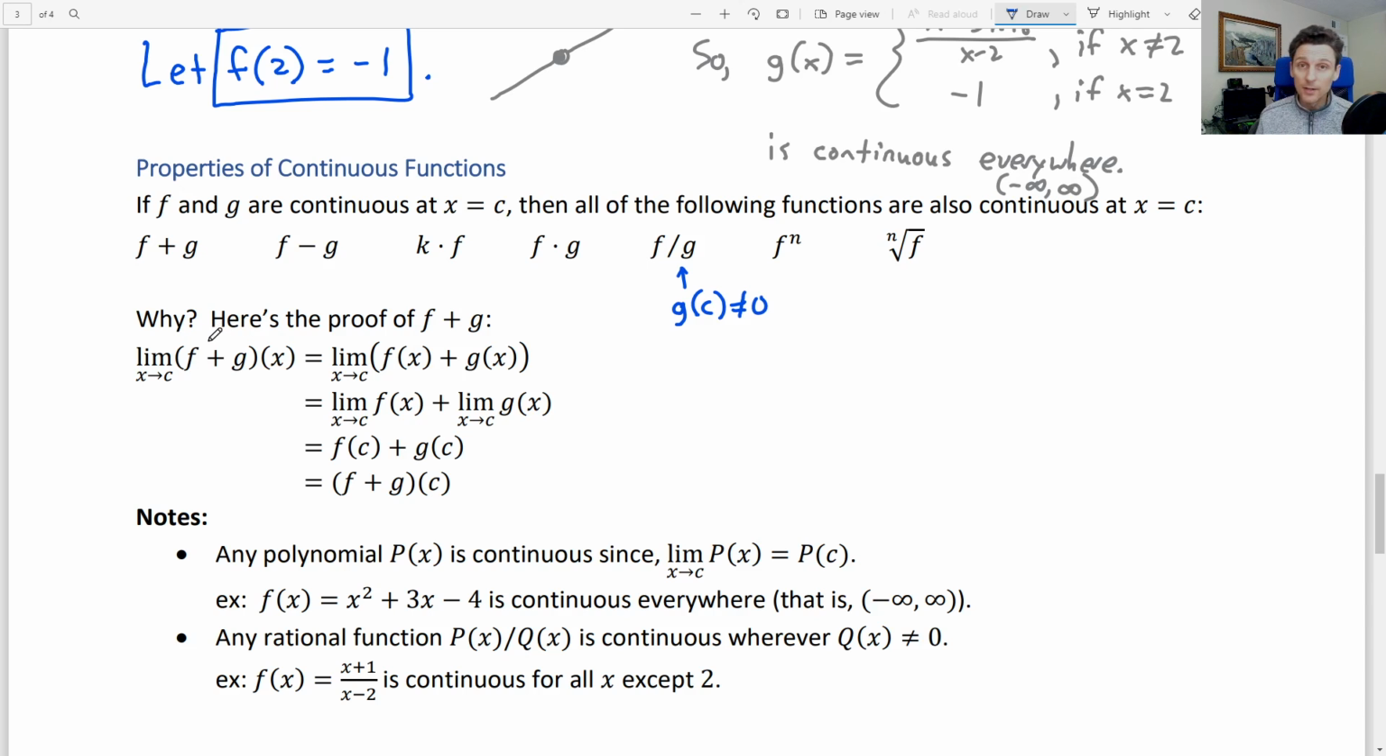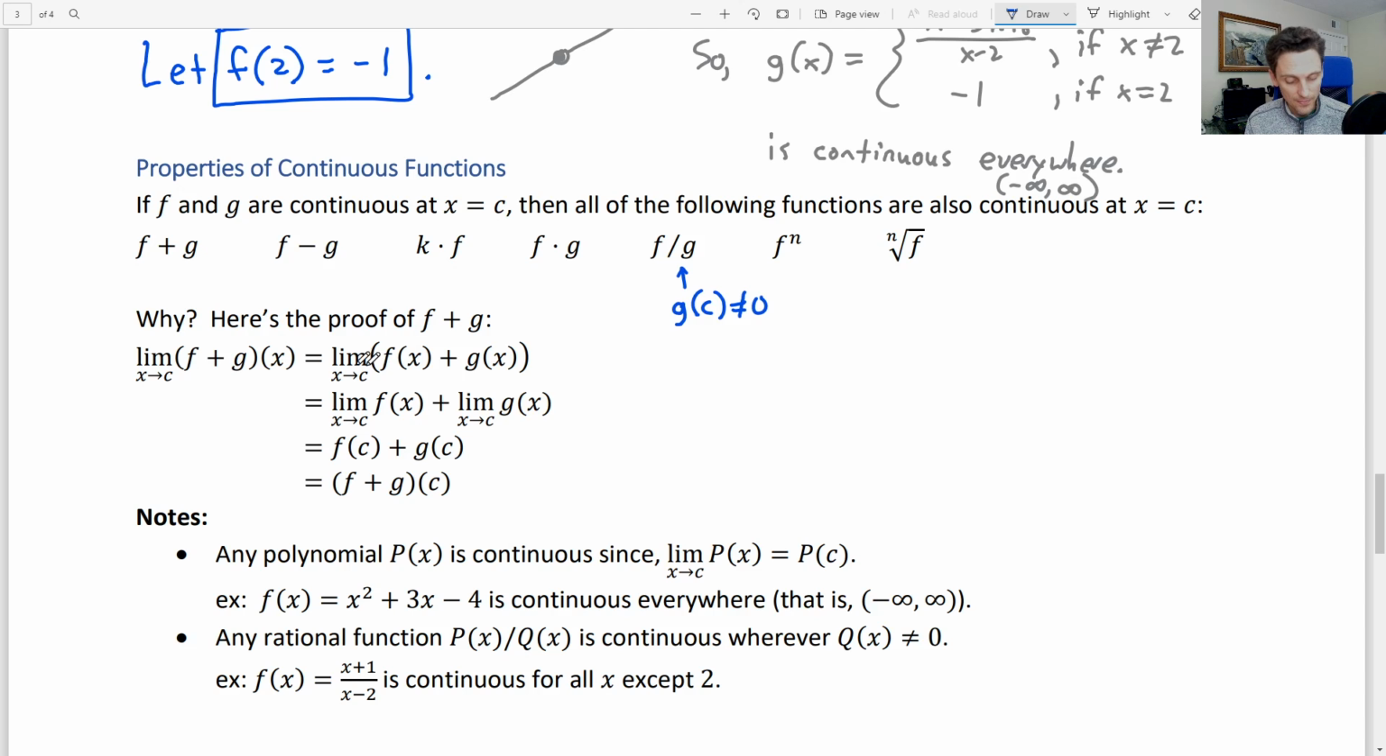Here's a quick explanation for just the f plus g case. The other ones are very similarly described. Basically, you need to show that the limit of the f plus g function as x approaches c is equal to the value of the f plus g function at x equals c. This is the definition of what it means for a function to be continuous at an x value. So we need the limit to equal the function value. So how do we get there? Well, we can use the limit laws that we learned from the previous packet. The limit distributes across addition.